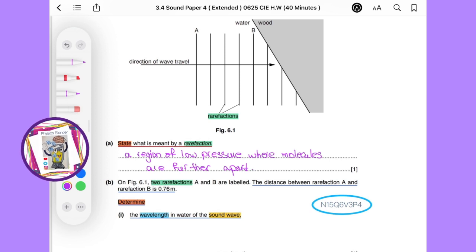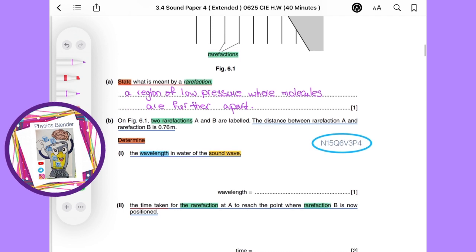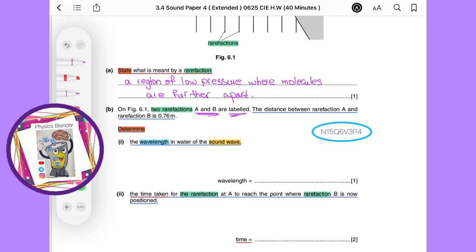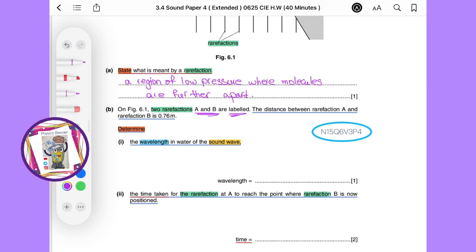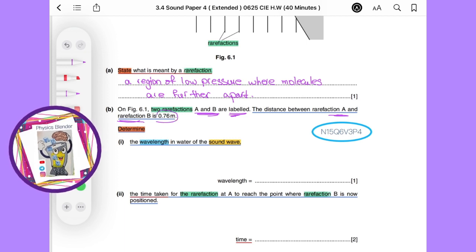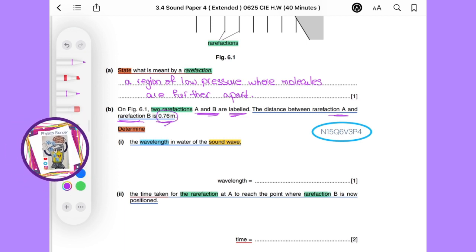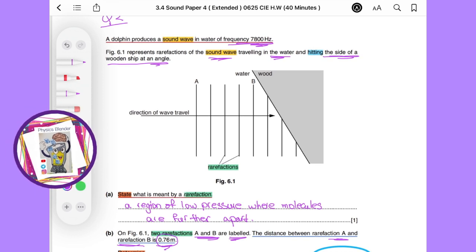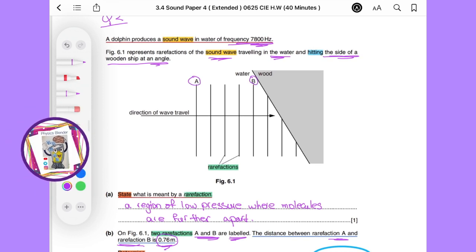Okay, can you tell me in the comments what do you mean by compression? Okay, on the figure we have two rarefactions A and B labeled, and the distance between rarefaction A and rarefaction B is 0.76 meters. Back to the diagram here between A and B.